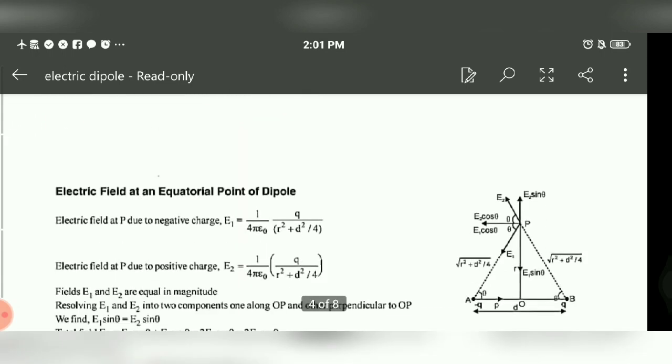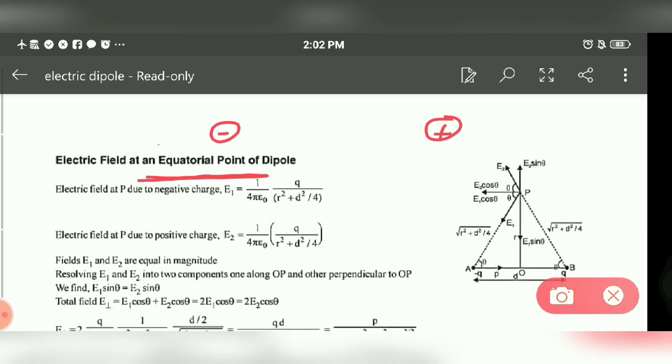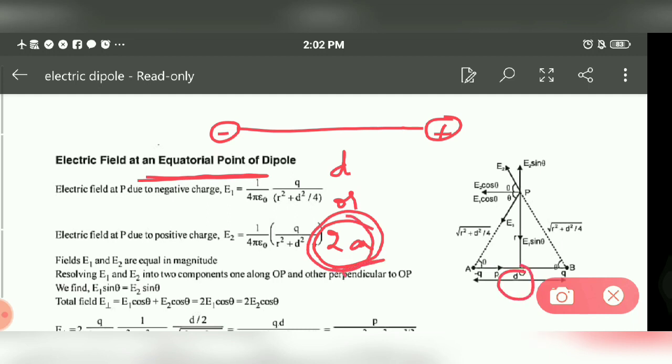Now let's move to the electric field at equatorial point of electric dipole. Now we are going to take the equatorial line. So again, positive, negative, distance between them say 2d or 2a. It's taken over here as d, or you can also take it as 2a, but you have to proceed according to that. So let's say I am taking here 2a instead of d. I will also tell what you have to change over here.